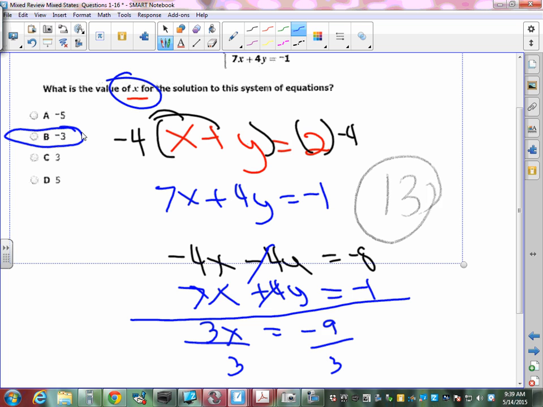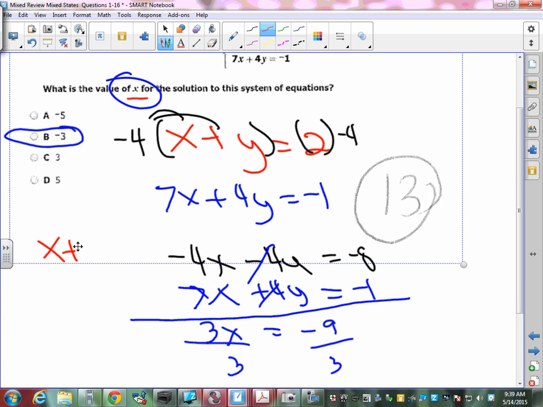Now, they may ask you for y also. How would you find y if they wanted to know it? Does it matter which equation you choose? Usually we go with the one with the easiest numbers. So if you wanted to find y, probably the red one or the blue one would be the best one.